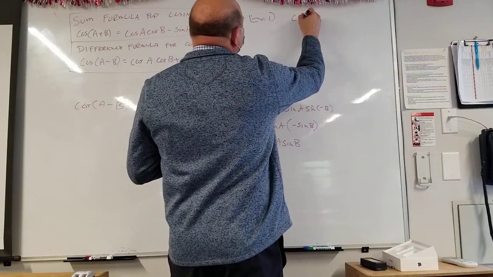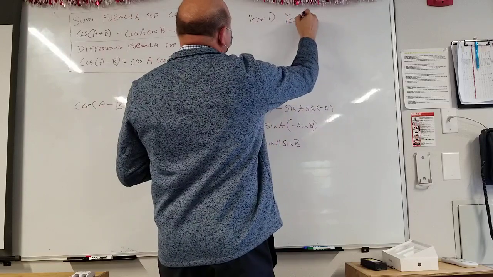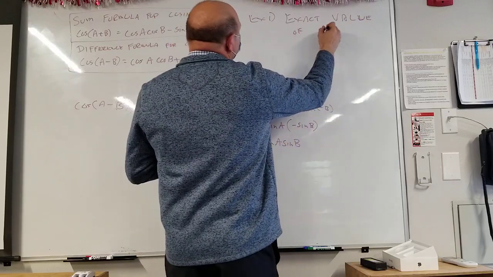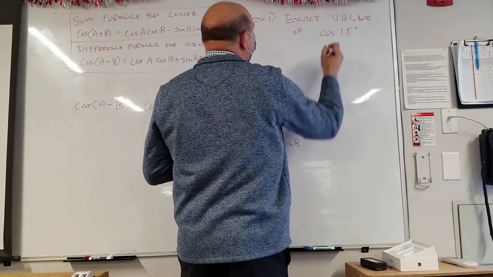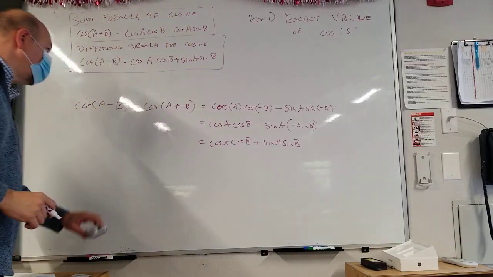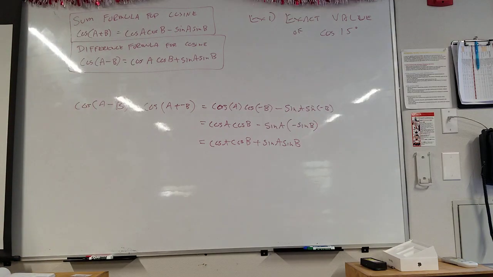So find me the exact value of cosine of 15 degrees. Wait, hold on. Remember, up until this point, we can only get multiples of 30 and 45, right? 30, 45, 60, 90, 120, 135, 150, 180. Up until today, those are the only angles we can get exact values for. Right?